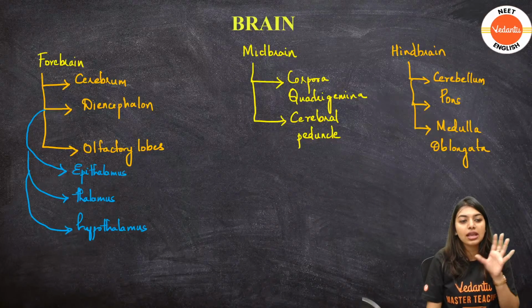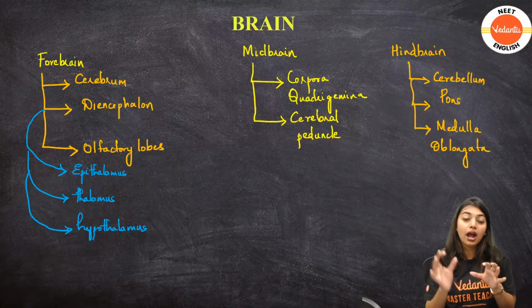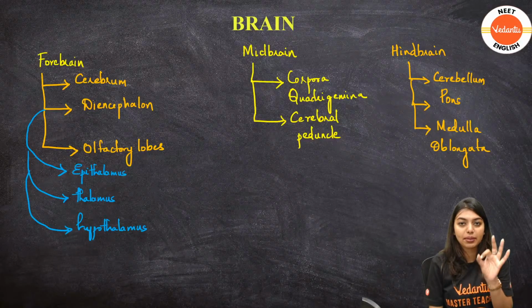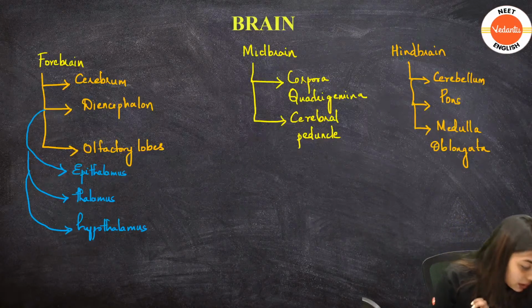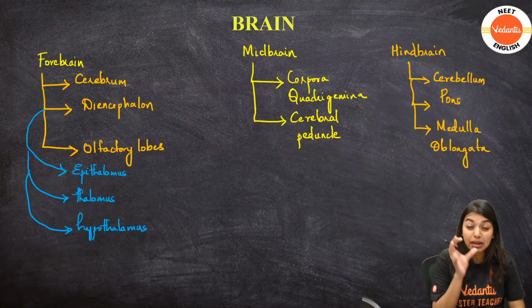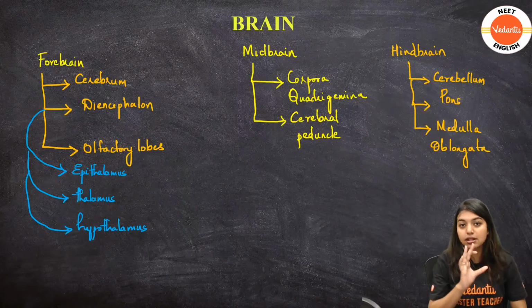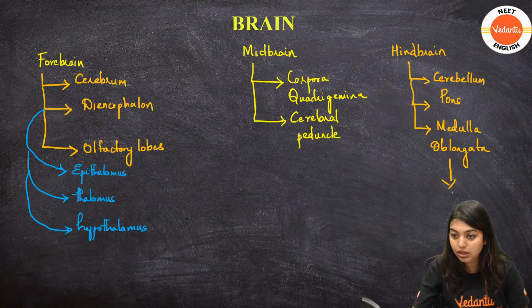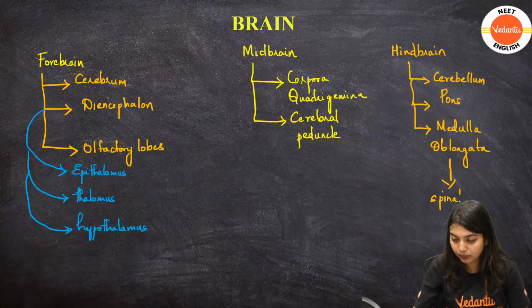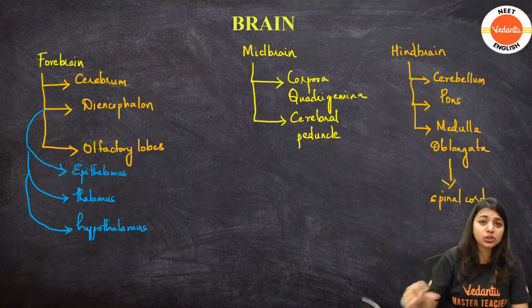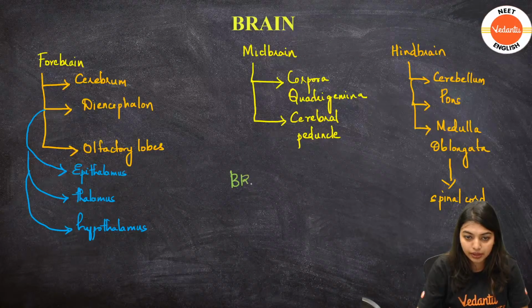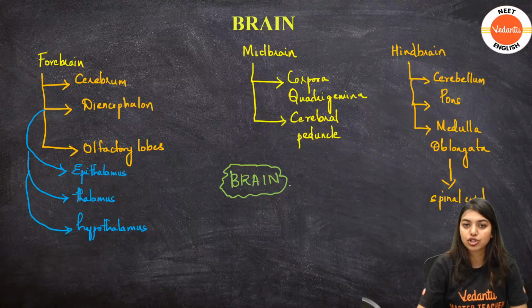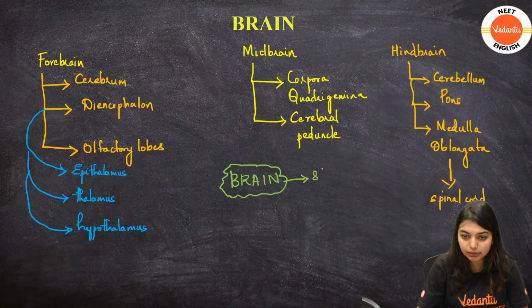So forebrain we have: cerebrum, diencephalon, and olfactory lobes. Under diencephalon we have three parts, which are your epithalamus, thalamus, and hypothalamus. Then in the midbrain, what do we have? Corpora quadrigemina, and we have cerebral peduncle. Then hindbrain we have cerebellum, pons varoli, and medulla oblongata. Is this clear? Now the medulla oblongata will open into the spinal cord, right? It will open into the spinal cord. So these are the parts of your brain under CNS. Yes or no? Okay, students, the bones you will study in locomotion chapter, but always remember cranium has 8 bones.